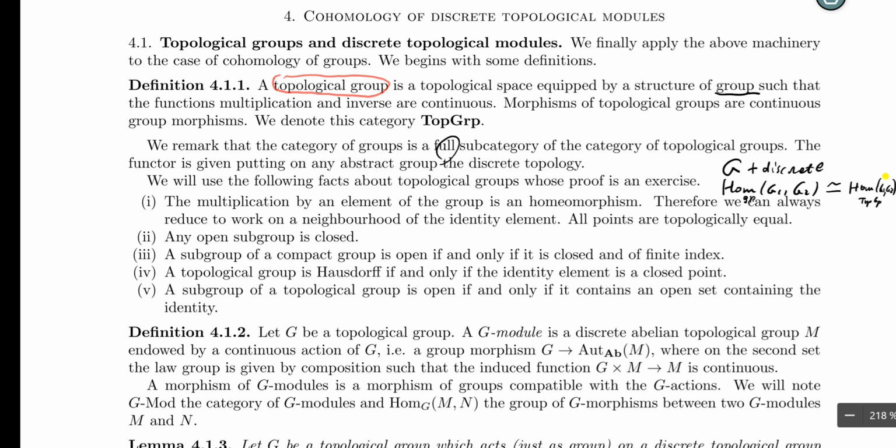We will use the following facts about topological groups, whose proofs are exercises. The lecture notes I'm using are from Professor Tossici. This is his lecture notes for his lecture. I just took it and studied it. The first fact is that multiplication by an element of the group is a homeomorphism.